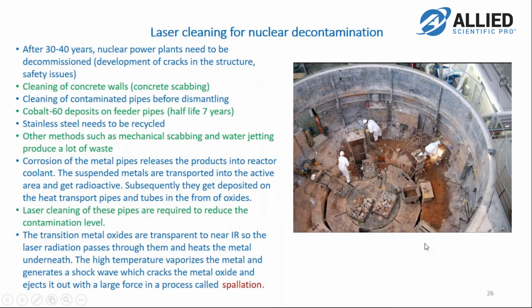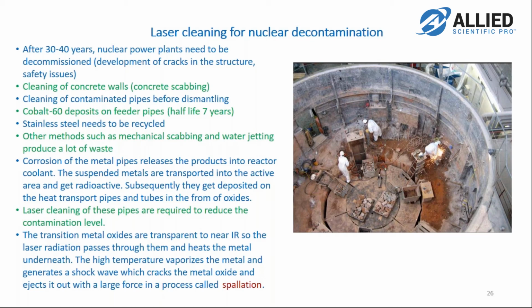Now, next one is laser cleaning for nuclear decontamination. So in Ontario, Canada, for example, the electricity is being generated only by nuclear and wind and gas, and basically no coal is used. There's no coal used in Ontario for generating electricity. So 60% of electricity is generated by nuclear power plants. So we heavily rely on these power plants for generation of electricity.